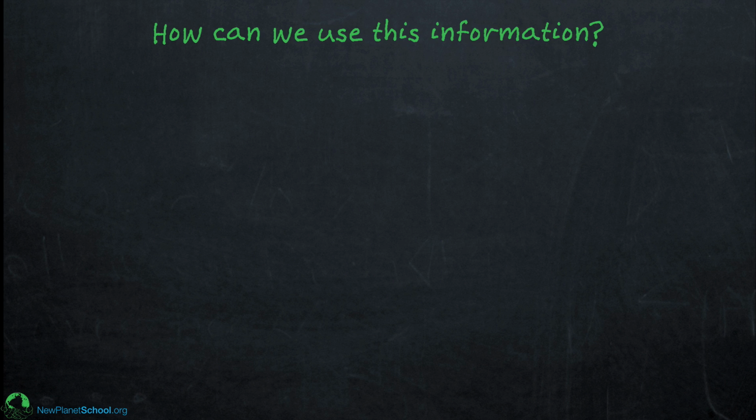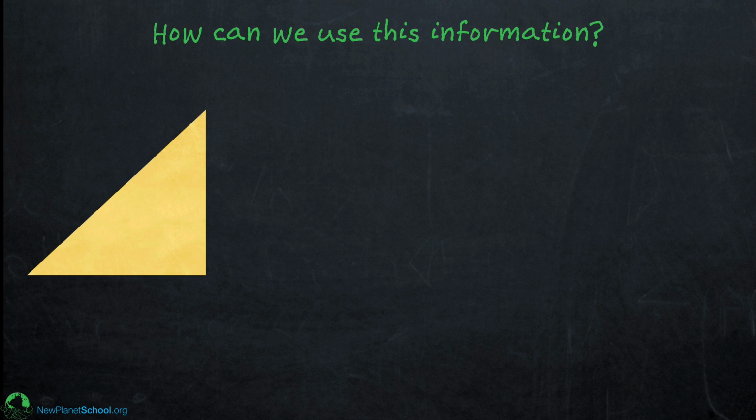Now, how can we use this information? Well, one of the ways we can use this information is in the following way. Just knowing these words can instantly tell you things and let you do things you would not have been able to do. So let's use this vocabulary.